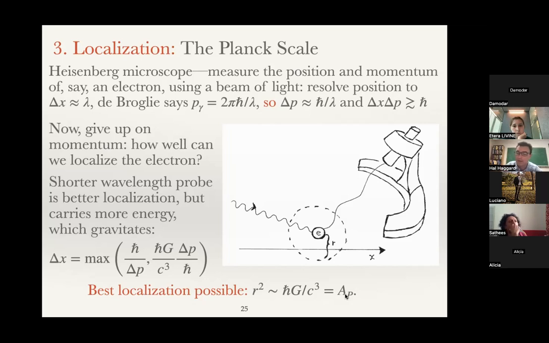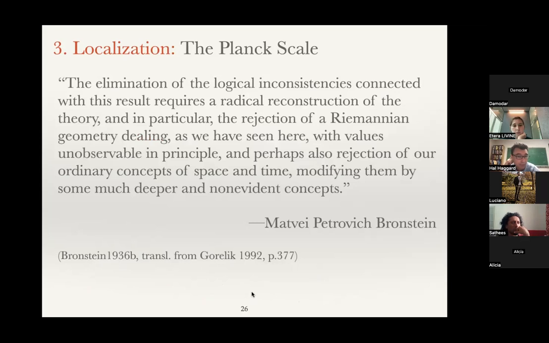So this is a version of the Bronstein argument. Bronstein does something slightly more sophisticated. He looks at the field and the Christoffel symbols and asks how well you can measure those components. But this is where his conclusion comes from. The elimination of the logical inconsistencies connected with this result requires a radical reconstruction of the theory, and in particular, the rejection of a Riemannian geometry dealing, as we have seen here, with values unobservable in principle, and perhaps also rejection of our ordinary concepts of space and time, modifying them by some much deeper and non-evident concepts.